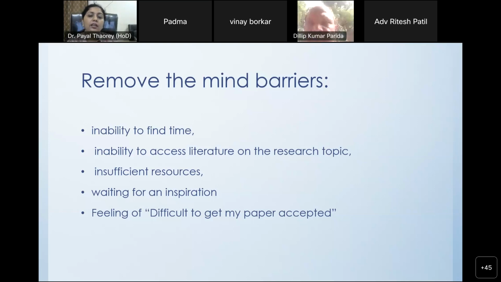So the first mind barrier which we all have is the inability to find time. The moment students get involved with any master's course and particularly a PhD, the first thing that happens is that they automatically become busy, and so busy that they feel they don't have time to do the PhD, or any sort of reading. So this first thing, that I am not finding time, is a wrong notion.